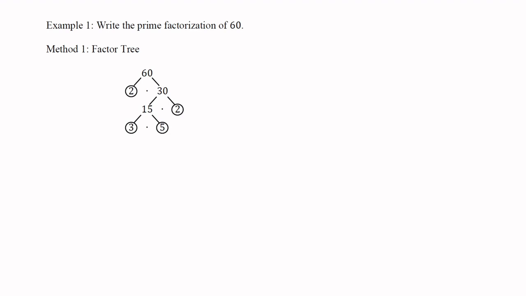Once we have all of our bottom pieces of our factor tree circled, we have nothing but prime numbers left, and we have our prime factorization. So 60 is equal to 2 times 3 times 5 times 2.